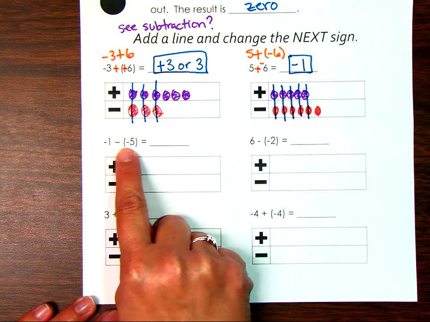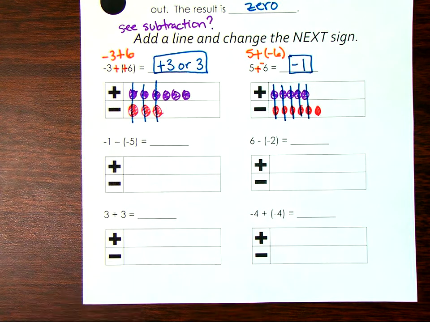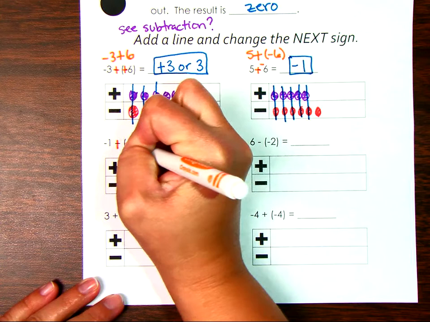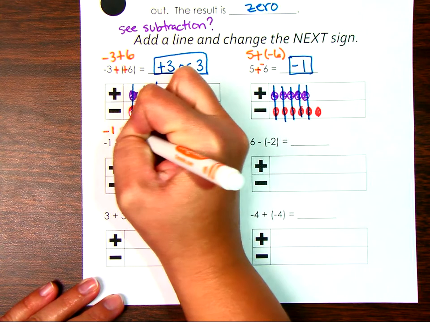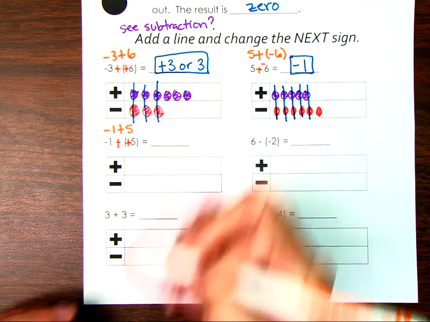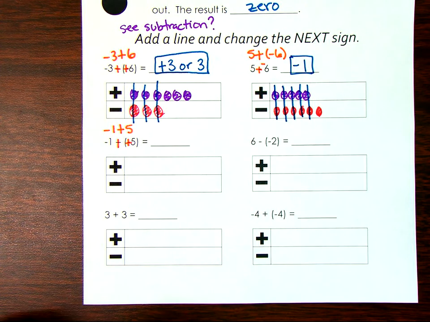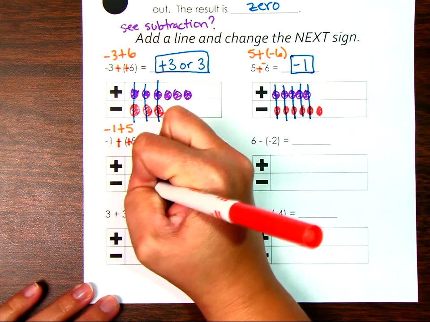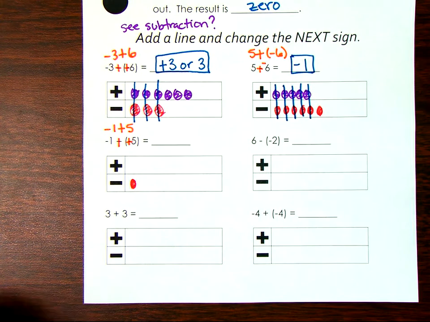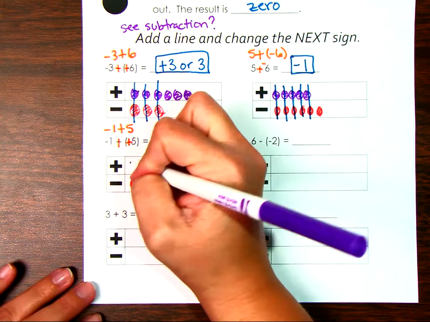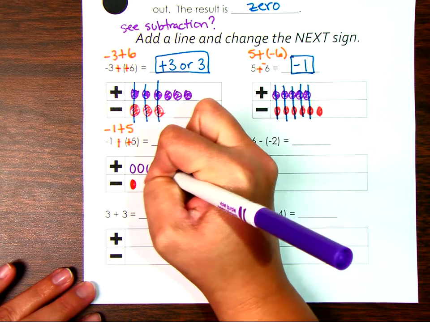-1 minus -5. Well, as soon as I see subtraction, I add a line, change the next sign. So this is -1 plus +5. Subtracting is adding the opposite every single time. So we have one negative, so I'm going to draw one negative to the board, and I'm going to add to my drawing 5 positives. So 1, 2, 3, 4, 5.